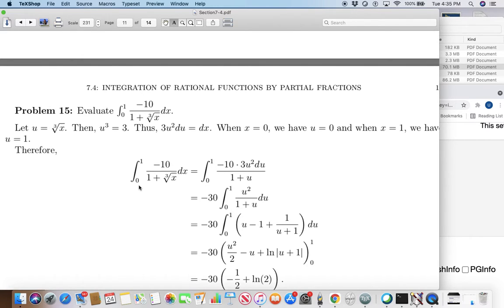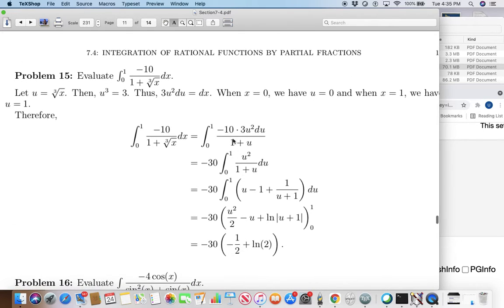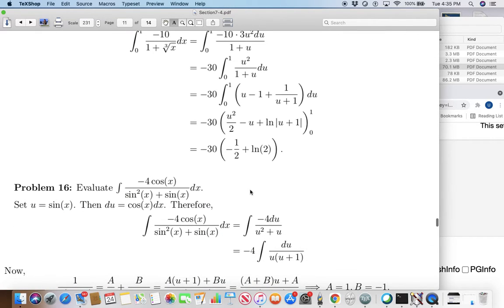So the integral from 0 to 1 of negative 10 over 1 plus cube root x dx is the integral from 0 to 1 of negative 10 times 3u squared du over 1 plus u. Notice negative 10 times 3 is negative 30, u squared over 1 plus u. Use long division to divide u squared by 1 plus u. You get u minus 1 plus 1 over u plus 1.